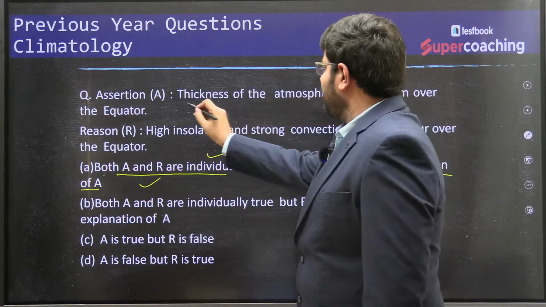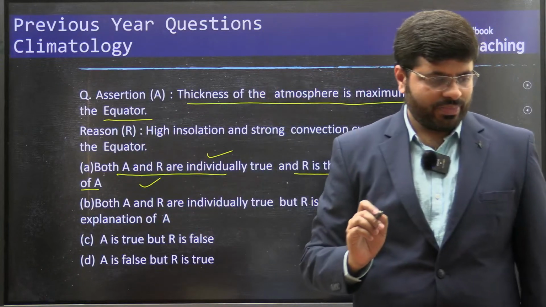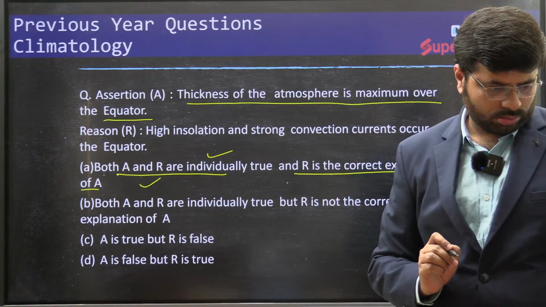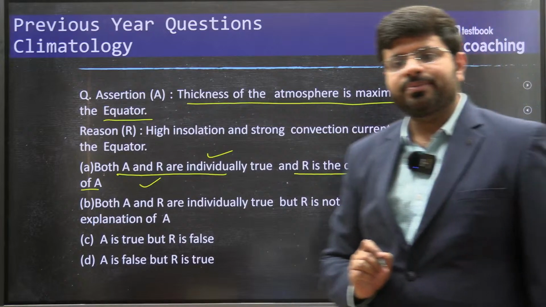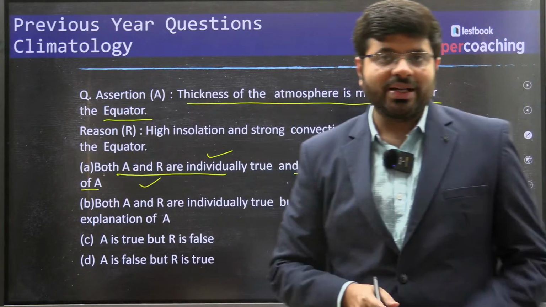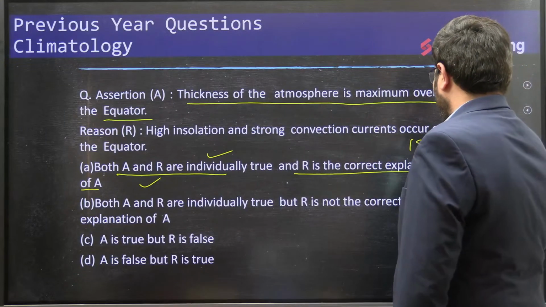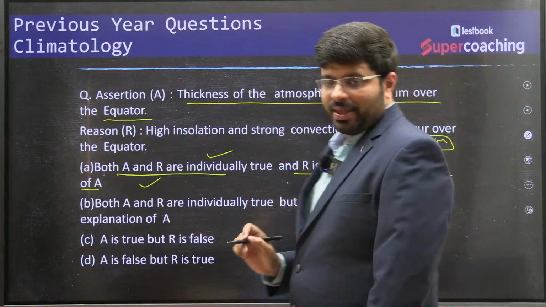You can see the thickness of the atmosphere is maximum over the equator. How much is it? It is definitely around 18 kilometers. Yes, 16 to 18 kilometers is the thickness at the equator.